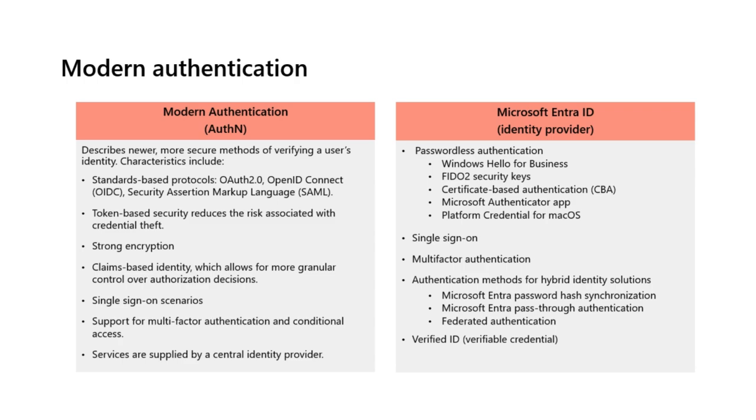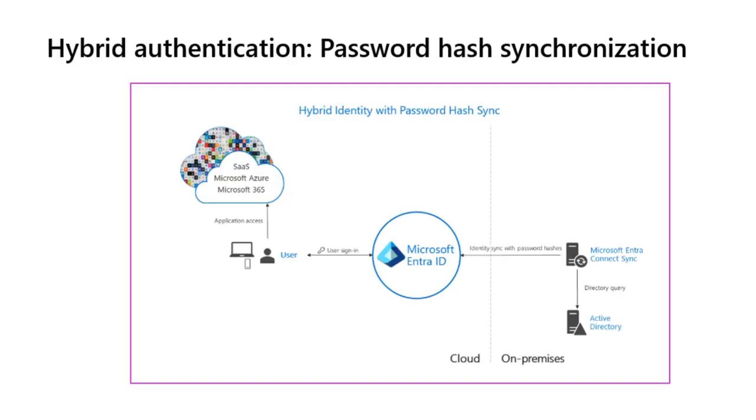Passwordless authentication: Windows Hello for Business and FIDO2 security keys. Password hash synchronization is the simplest way to enable authentication for on-premises directory objects in Microsoft Entra ID. Users can use the same username and password that they use on premises without having to deploy any other infrastructure. It supports single sign-on. Some premium features of Microsoft Entra ID, like Microsoft Entra ID Protection and Microsoft Entra Domain Services, require password hash synchronization.